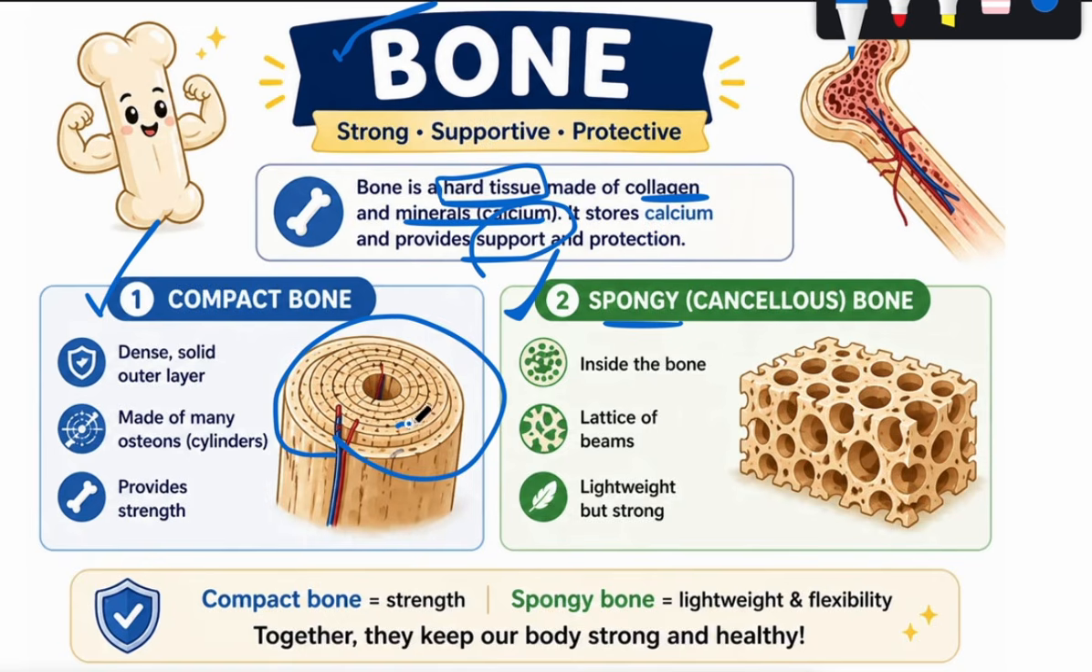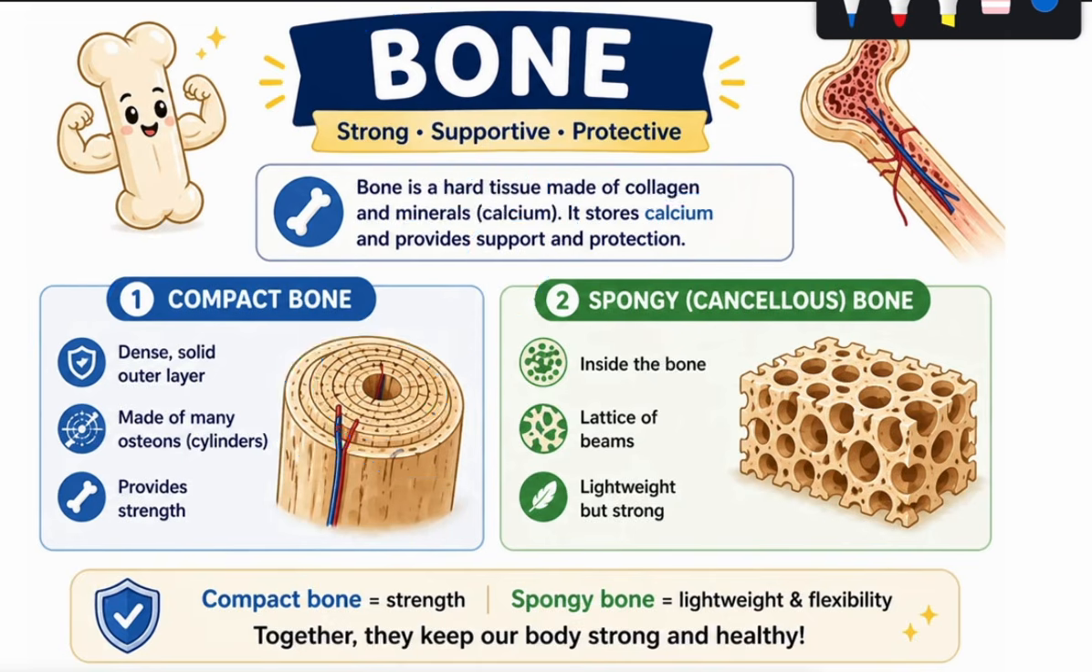It's made up of osteons. These are cylinders that provide strength. Now the inside of the bone is spongy. These are lattices of beams, and there are holes, which makes it very lightweight. Together both keep our body strong and healthy. So just keep in mind two types of bones: compact outer, strong, and spongy cancellous inside. Both of these types make the bones strong but not too heavy.